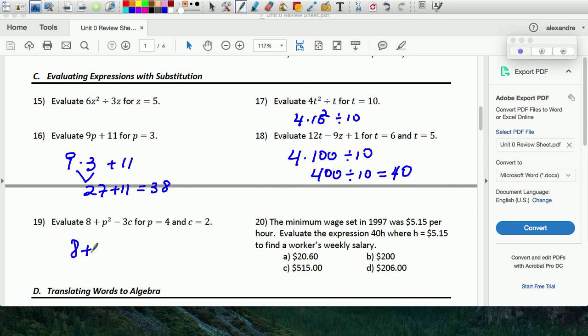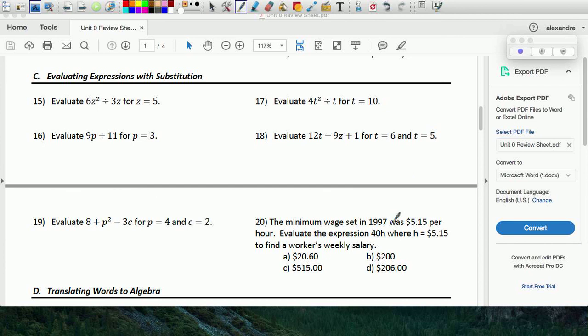8 plus p, which is 4 to the second power, minus 3 times c, which is 2. Let's get rid of the exponents. 8 plus 4 to the second power is 16, minus, and actually we can do this, 3 times 2 is 6. Do it from left to right. 8 plus 16 is 24 minus 6, and 24 minus 6 is 18. Final answer.